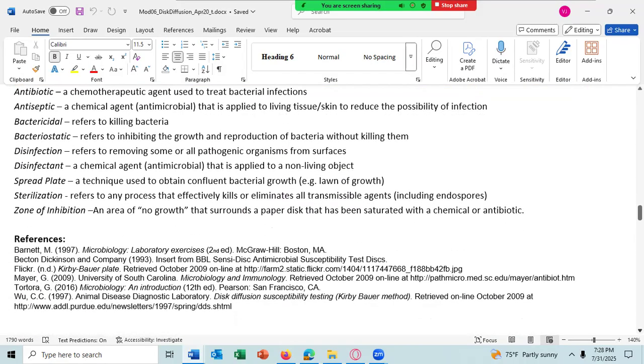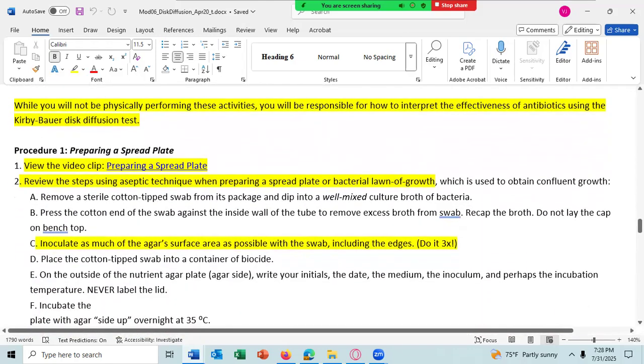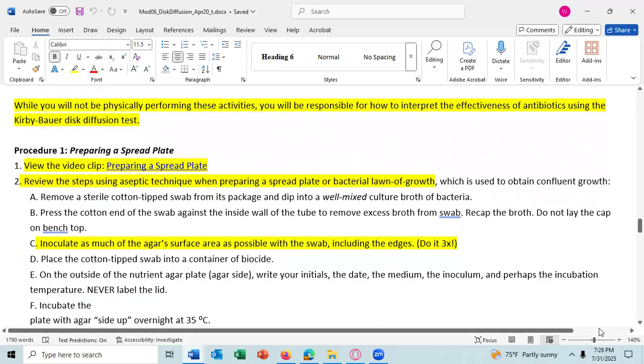All right, know the terms of this lab. You're not going to be physically performing any of these activities, but you will be seeing some videos, you will be doing a virtual lab, and you will be responsible for how to interpret the effectiveness of antibiotics using the Kirby-Bauer disk diffusion method.